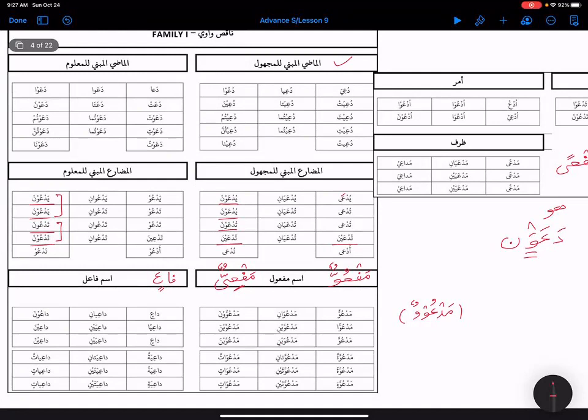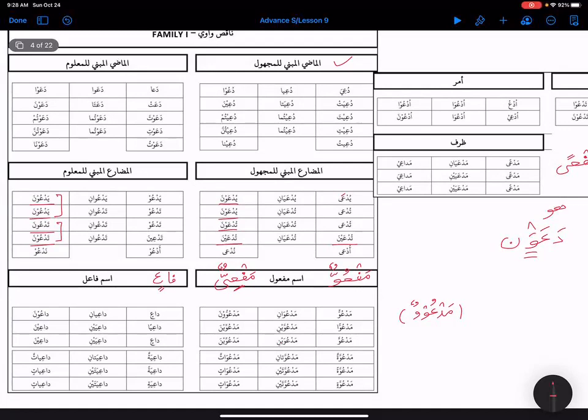Now for mudari, the mudar becomes yad'u. Okay, what bab is it? The yad'u, nasara yansuru. Very good. So yad'u, yad'uwani, yad'una, tad'uwani, tad'una, yad'una.